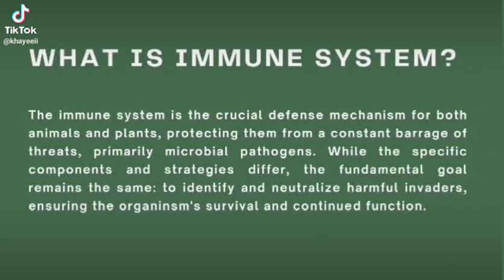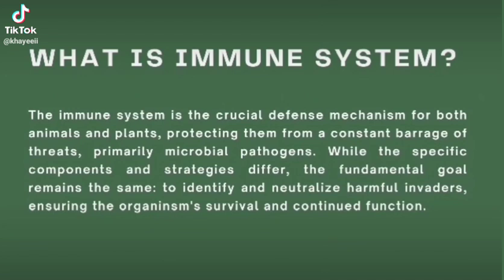Now, what is the immune system? The immune system is the crucial defense mechanism for both animals and plants, protecting them from a constant barrage of threats, primarily microbial pathogens. While the specific components and strategies differ, the fundamental goal remains the same: to identify and neutralize harmful invaders, ensuring the organism's survival and continued function.